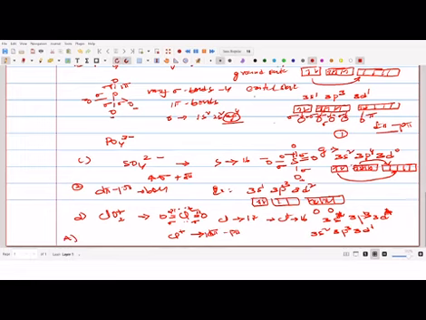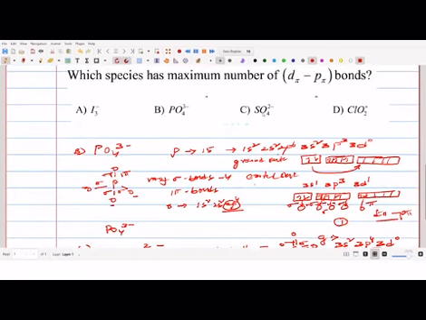And option A, I3 minus, won't show any d pi-p pi bonds. So the maximum number of p pi-d pi bonds, as per the given options, is shown by SO4 2 minus, which is the correct option. Thank you very much, students.